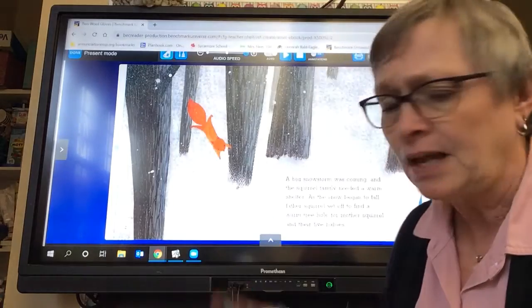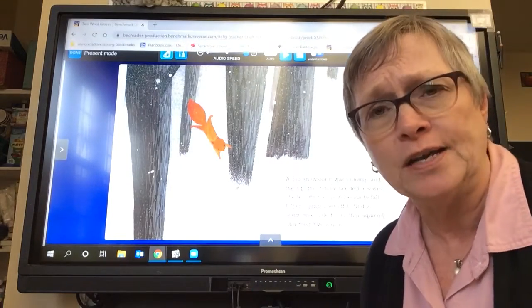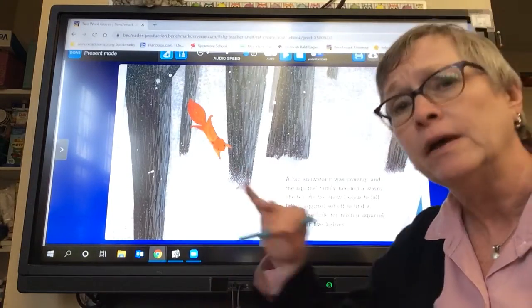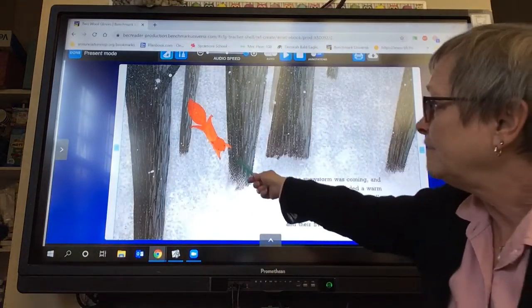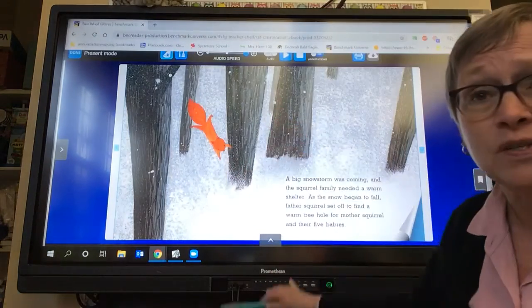So, I'm going to say to myself, what is the author trying to show me on these pages? I'm going to read them. So we've got Daddy Squirrel. You can see the snow is starting to come down.